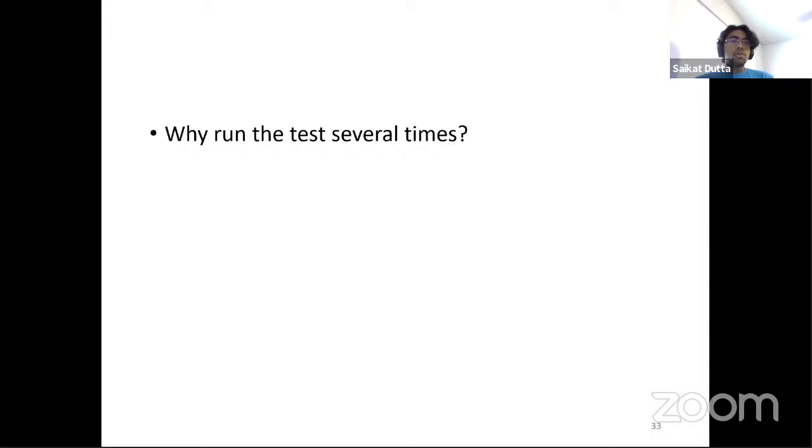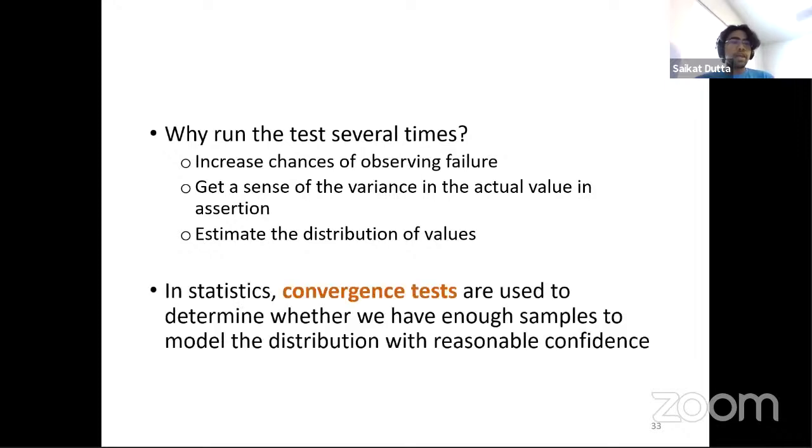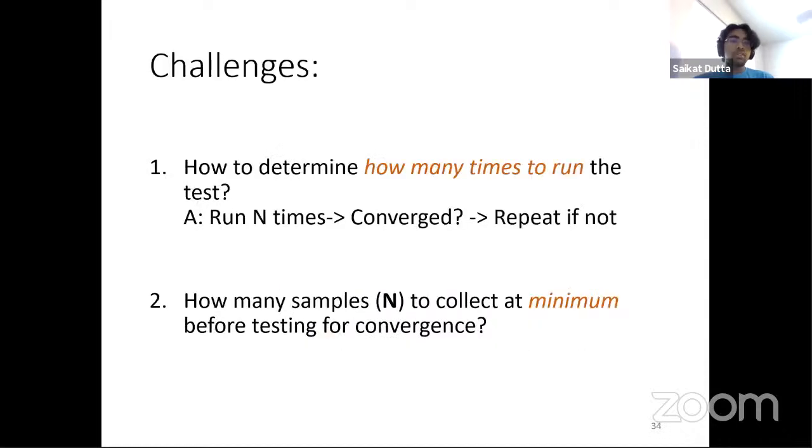Let us first understand why we even want to run the test several times. Obviously, running the test several times increases your chances of observing an actual failure of the test. Using the different executions, you can get a set of samples and a sense of the variance in the actual value in the assertion. Using that, you can then compute the distribution of values, which could help you compute the actual probability of failure of the test. In statistics, convergence tests are typically used to determine whether we have seen enough samples so that we can faithfully model a distribution with some amount of confidence. So let's say we use the convergence test as a measure of the goodness of the samples.